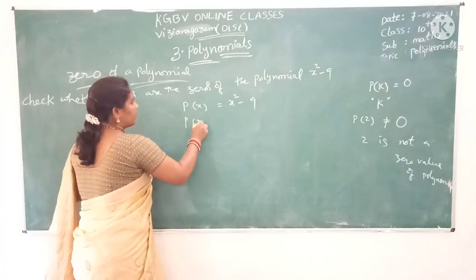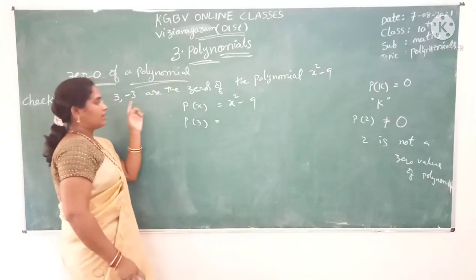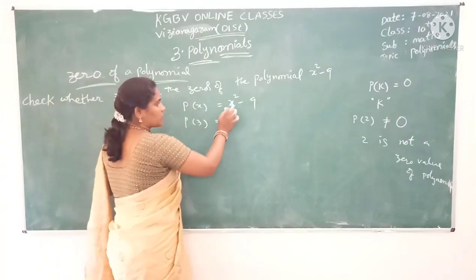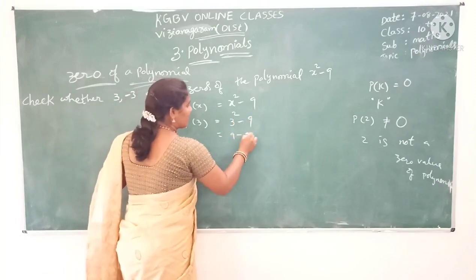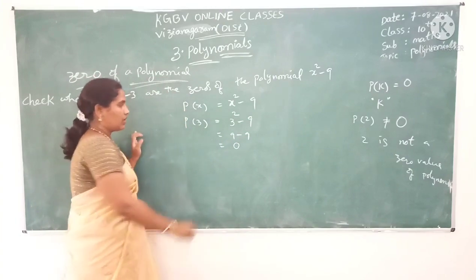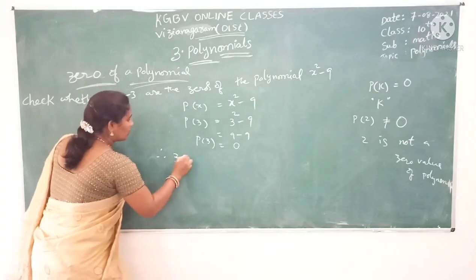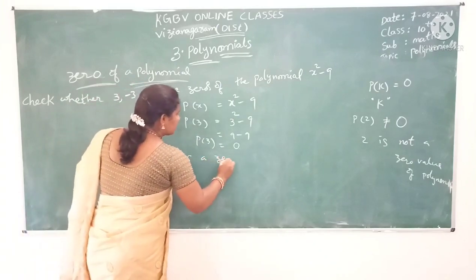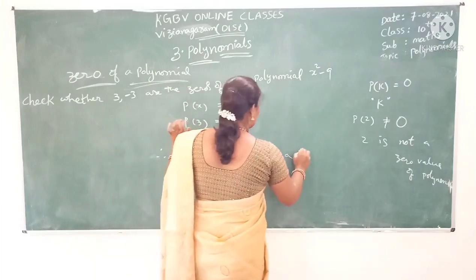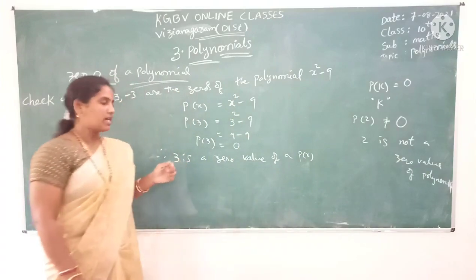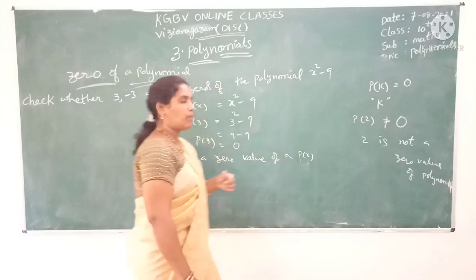We calculate P of 3. So replacing x by 3, substitute 3 in the place of x. 3 square minus 9, that is 9 minus 9 is equal to 0. So P of 3 is equal to 0. Therefore 3 is a 0 value of the polynomial P of x. So P of 3 is equal to 0, then 3 is the 0 value of the polynomial.